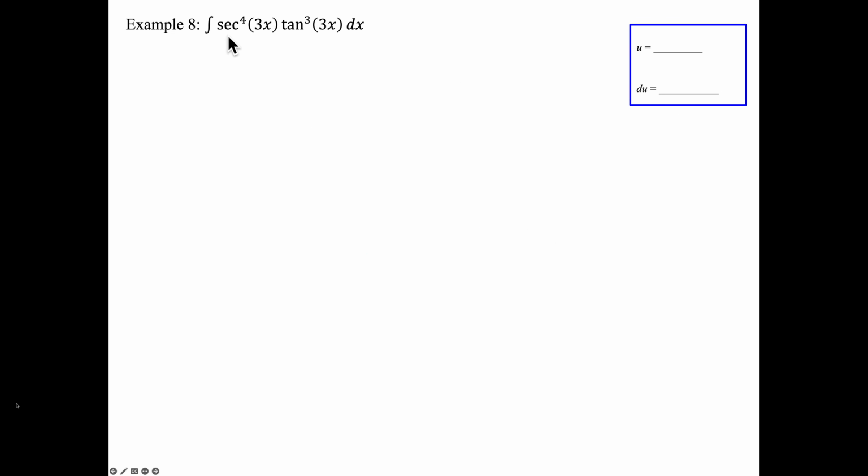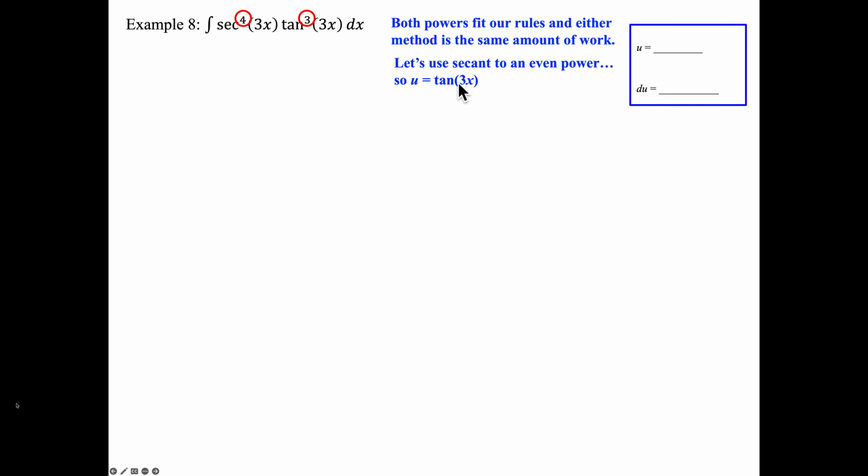All right, example 8. Here we have secant to the 4th of 3x, tangent cubed of 3x. Again, both rules work. Just come up with the easiest amount of work. They're about the same. I personally would let u equal the tangent of 3x and take secant squared 3x and put it with my du. So the derivative of tangent 3x is secant squared 3x. But remember your chain rule, when you take the derivative of the inside, 3x is 3, you have to multiply it to the outer function.